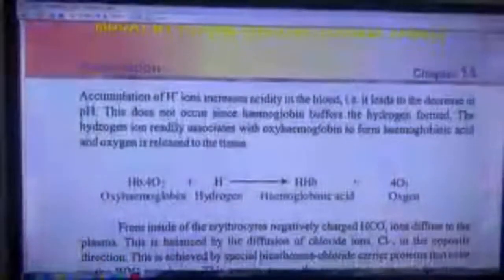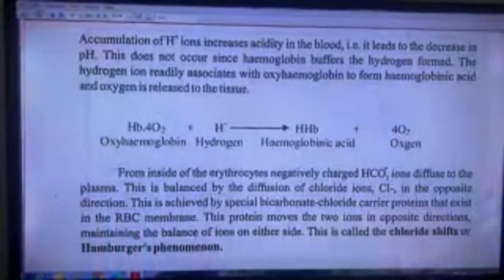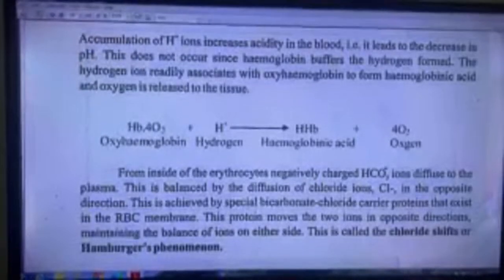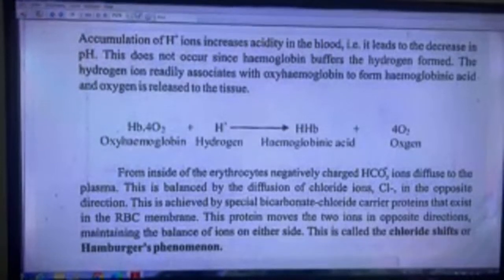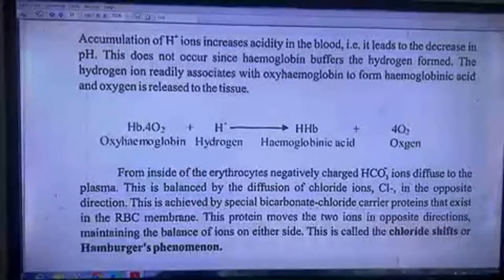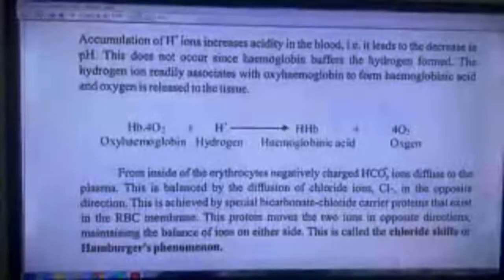Accumulation of H ions increases acidity in the blood. It leads to a decrease in the pH. This does not occur since hemoglobin buffers the hydrogen formed. The hydrogen ion readily associates with oxyhemoglobin to form hemoglobinic acid, and oxygen is released to the tissue.